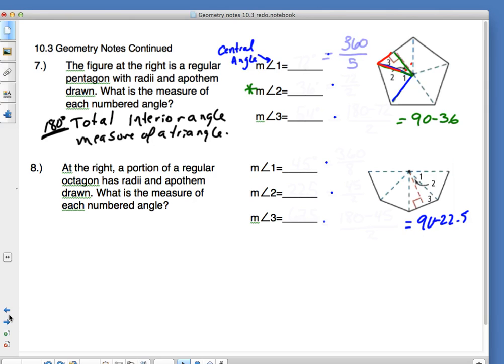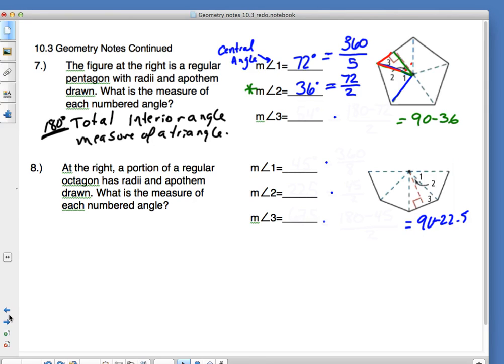To find the measure of angle 1, it's 360 divided by 5. Why by 5? It's a 5-sided figure. It's called a pentagon. Consecutive radii are these blue dotted lines, so keep that in mind. It's 72. The green angle here, angle 2, is 72 divided by 2, which is 36. I'm just taking my central angle and dividing it by 2, because the apothem cuts that angle in half and goes to the midpoint. It's really cutting that isosceles triangle that's made by the central angle.